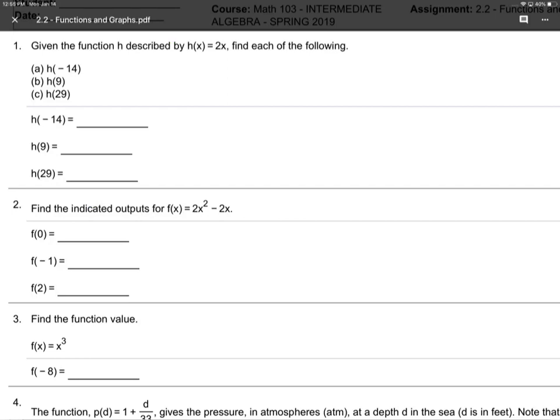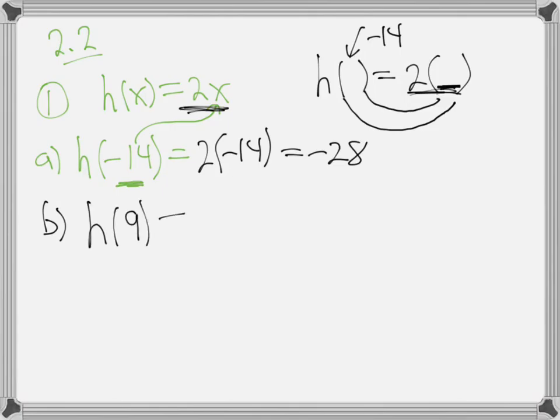Part B says, okay, now put a 9 into the toaster. Same function, same toaster. Now they're saying, plug 9 into the toaster and see what you get out. So when we plug in 9, again, you put a 9 in here. The 9 slides down right next to the 2, and it's 2 times 9 is 18. So basically, anything you plug into this function is going to be times by 2, isn't it? That's what this function is saying.